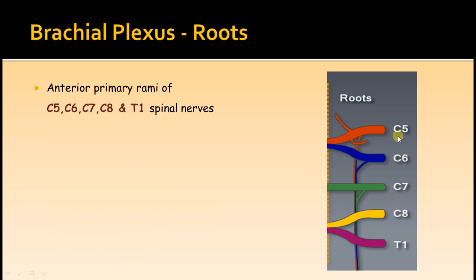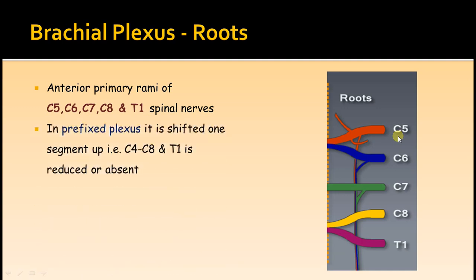Now, sometimes, not always, there might be a shift in the contribution of the brachial plexus, one segment above or one segment below. In case the C4 nerve comes to contribute to the brachial plexus, then it is shifted one segment above and it's called the prefixed plexus. So in that case it starts as C4, C5, C6, C7, C8. T1, there might not be any significant contribution from T1 and it might be reduced or totally absent.